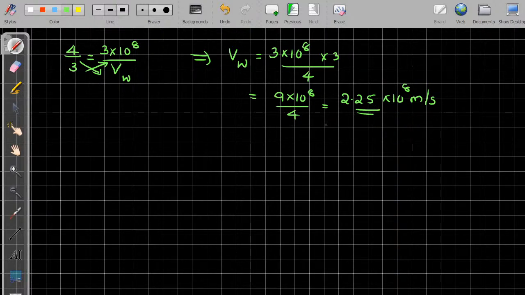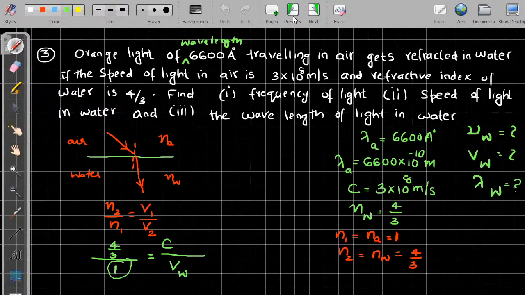We have several other ways by which I can calculate this value, but this is one equation we have already learned, so I am using this equation. So I got the answer for which sub question? The speed of light in water. So here I am getting the answer for the second sub question, that is, the speed of light in water.